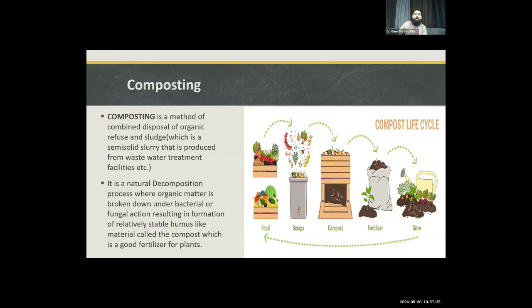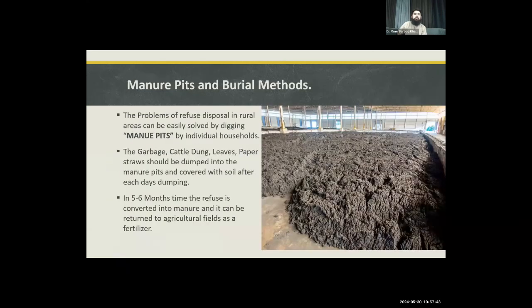Composting is a method of combined disposal of organic refuse and sludge, which is a semi-solid slurry that is produced from wastewater treatment facilities, etc. It is a natural decomposition process where organic matter is broken down under bacterial or fungal action, resulting in formation of relatively stable humus. So basically, this humus, which is created via the composting, then becomes a very good fertilizer for the plant.